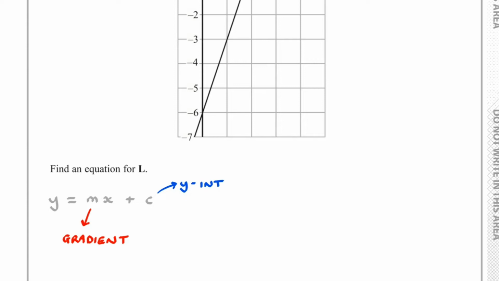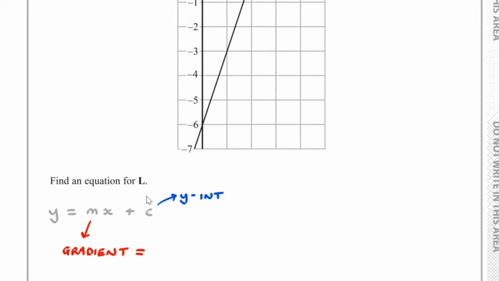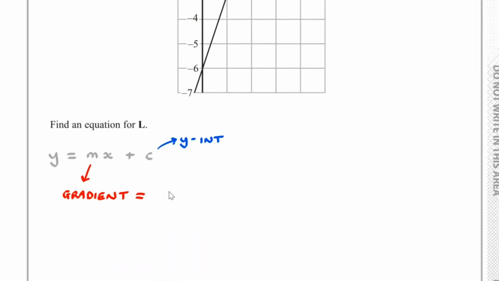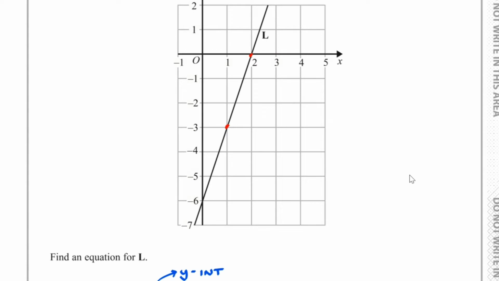So when we come to find the gradient, we can pick 2 points, for example this and this, and then we can find the gradient by recognizing we have the change in y over the change in x. So the change in y, you can see here, we are going up by 3, and the change in x, we are going up by 1.